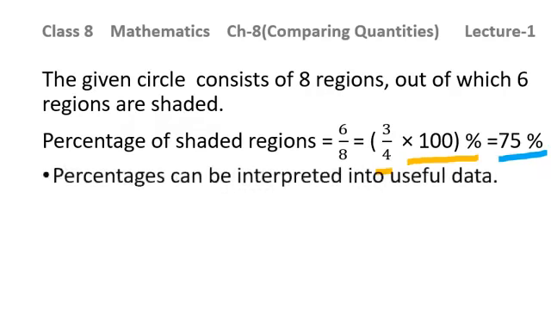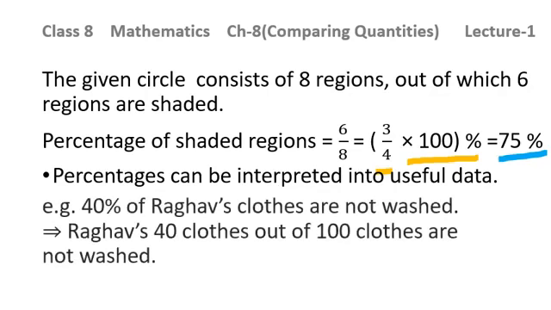So percentages can be interpreted into useful data. How can we interpret the percentage into useful data? Let us see. These are examples from our daily life. For example, 40% of Raghav's clothes are not washed. If a person is saying that 40% of Raghav's clothes are not washed.